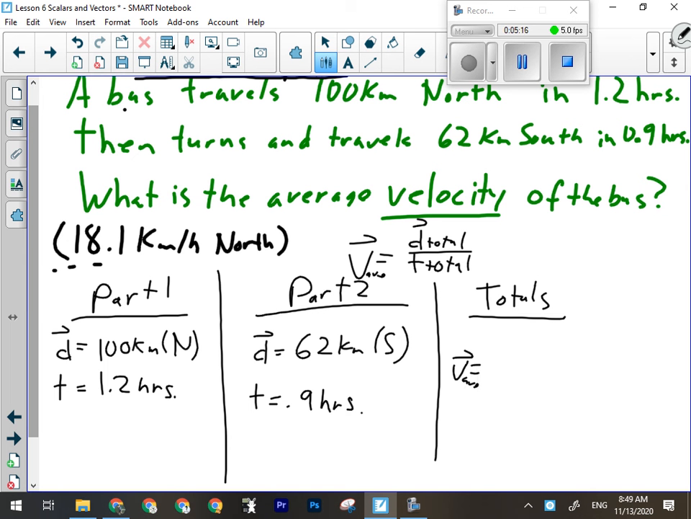So what this looks like is I just put in V average is going to be 100 minus 62, or plus negative 62, whichever. And then I'm going to divide that by the total time. So 1.2 plus 0.9. All right, so that's going to give me 38 kilometers north divided by 2.1 hours.